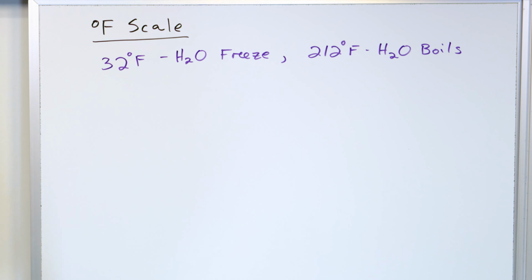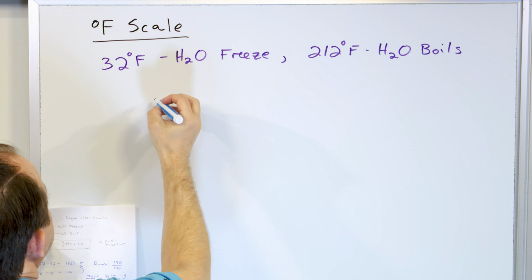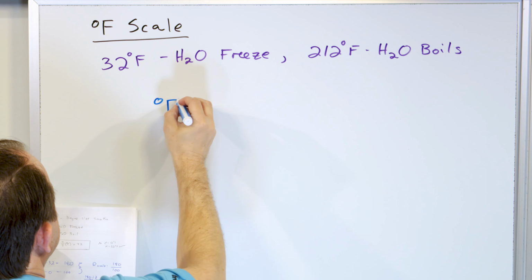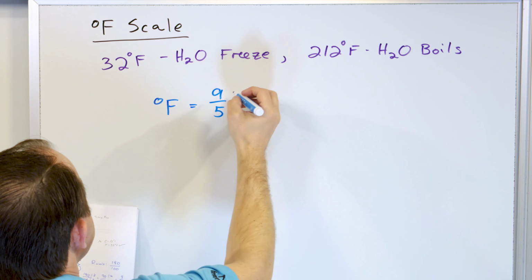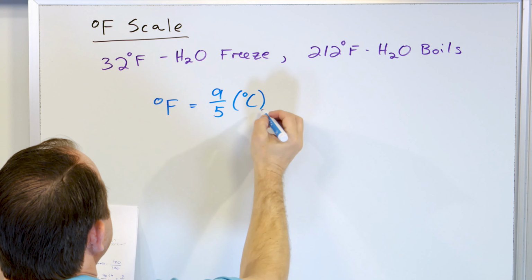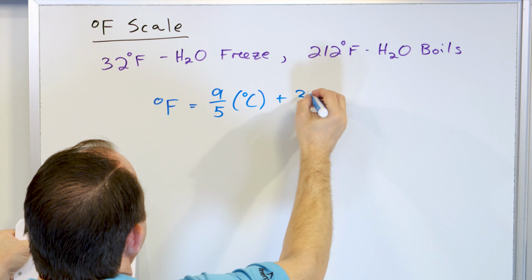And I'm going to show you how we get this in just a second, but there's an equation that can convert to Fahrenheit when you're given Celsius. Fahrenheit is going to be equal to the fraction 9/5 multiplied by however many degrees you are in Celsius, and then you have to add 32.